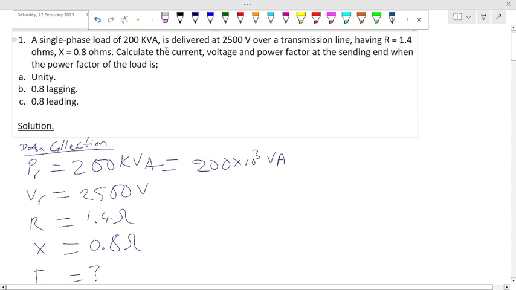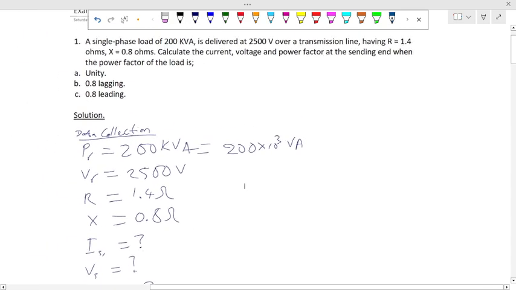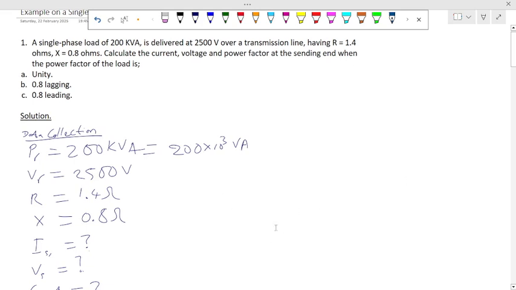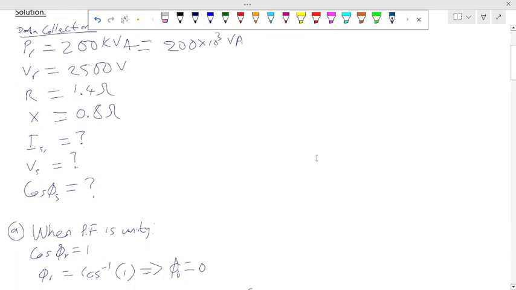Now we have to calculate the current at the sending end, IS. Then VS, the voltage at the sending end, and also the power factor at the sending end. First case, when the power factor is unity.